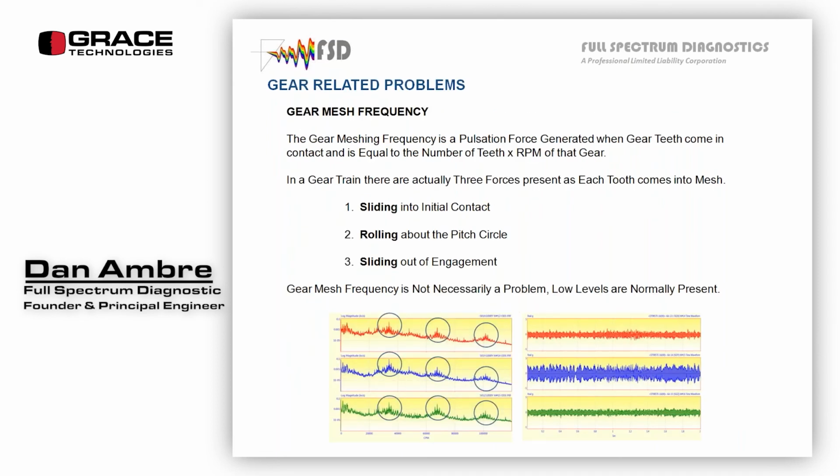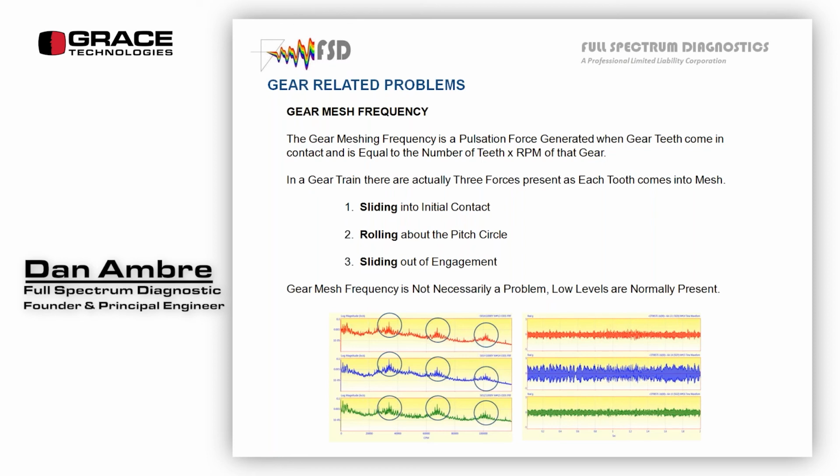So what is a gear mesh frequency? Gear meshing frequency is a pulsation force generated when the gear teeth come in contact and is equal to the number of teeth times RPM of that gear. Very simple equation. The shaft that's spinning, that's the RPM we're interested in. The shaft that's spinning has a gear on it with a certain number of teeth. We're interested in that. It's touching another gear. They share a gear mesh frequency, and it's easy to calculate that gear mesh frequency. It gets a little confusing, but the math is very simple. We're going to walk through one as we go.